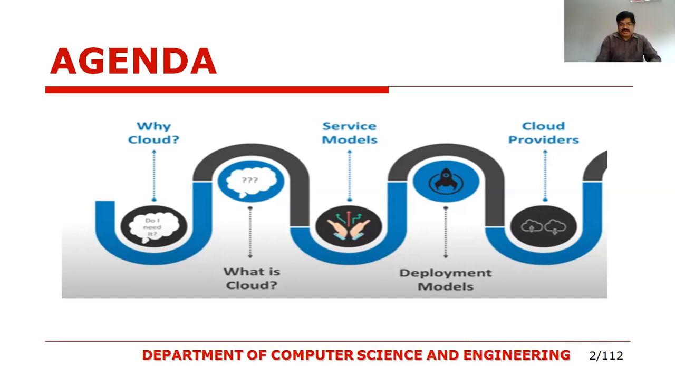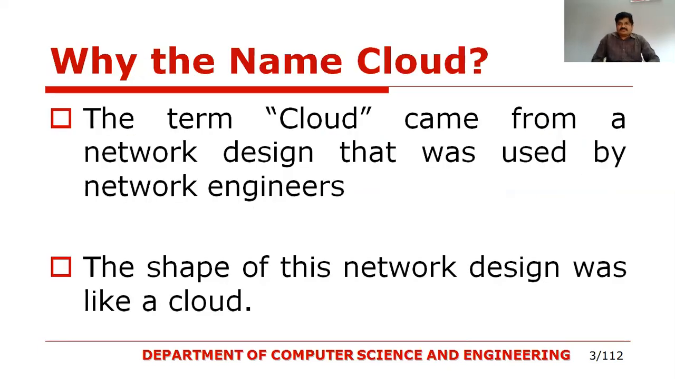So let us move to the next slide. Why the name cloud? Why do we name it a cloud, and what is cloud computing? We will discuss now. In the earlier days before cloud computing, the internet was in the form of a structure of a network. Everything was in the form of a network. So the term cloud came from the network design only. That was used by network engineers in earlier days. The shape of the network design was just like a cloud. That's why we named this a cloud.